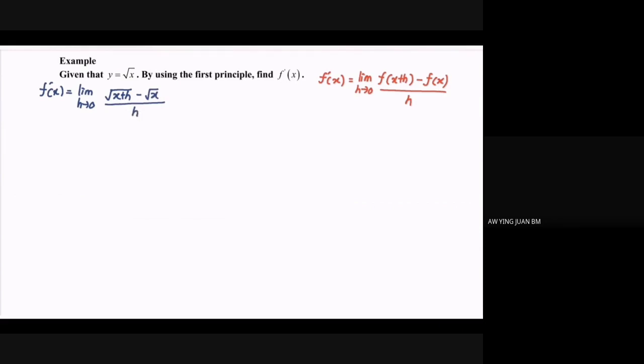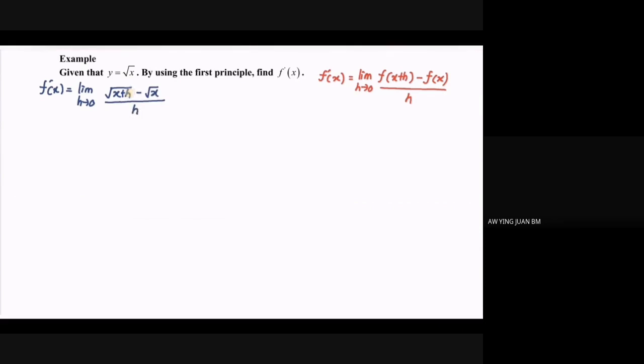Next, we are going to substitute the value. Now h equals 0. So we have the square root of x minus the square root of x, and we obtain 0 for the numerator. And for the denominator, if we substitute 0, we will obtain 0 for the denominator. So here we have an indeterminate form.